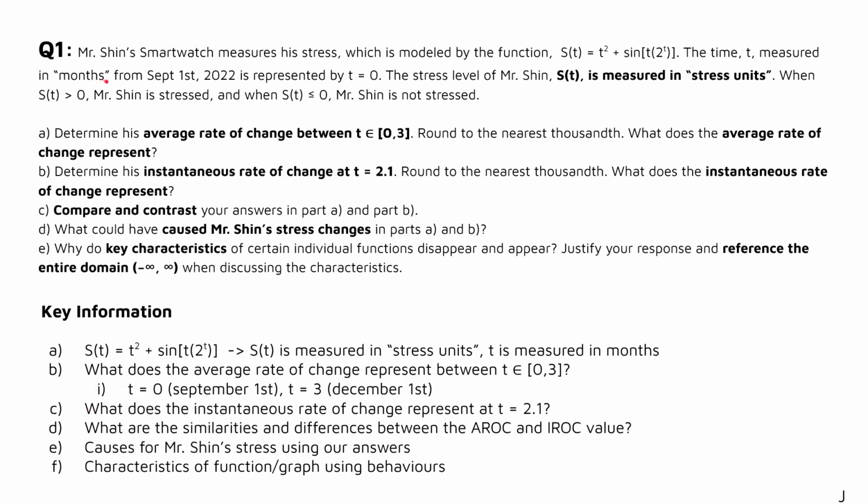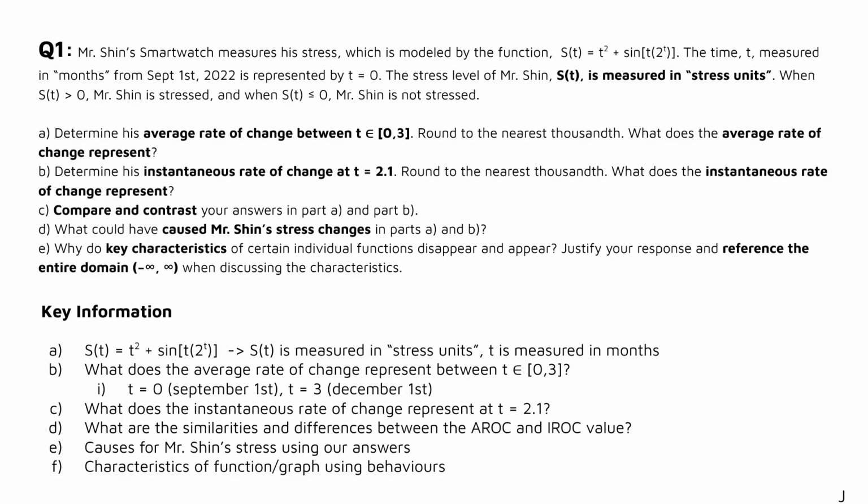Alright, so Mr. Shin's smartwatch measures his stress, which is modeled by the function S(t) = t² + sin(t) · 2^t. The time t, measured in months from September 1st, 2022, is represented by t = 0. The stress level of Mr. Shin, S(t), is measured in stress units. So when S(t) is greater than 0, Mr. Shin is stressed, and when S(t) is equal to or less than 0, Mr. Shin is not stressed. So the questions: A.